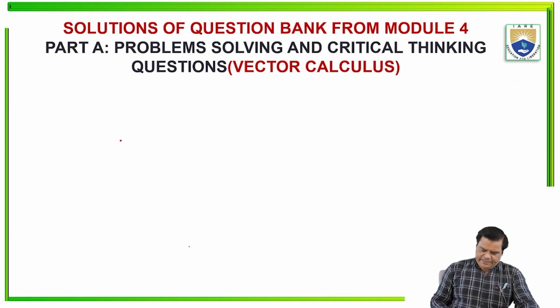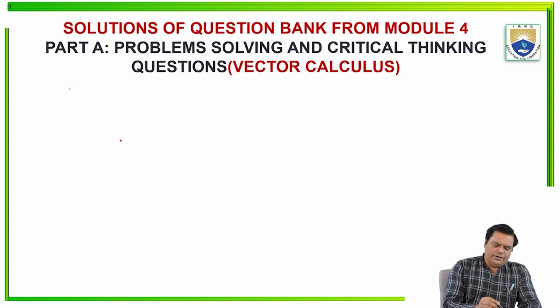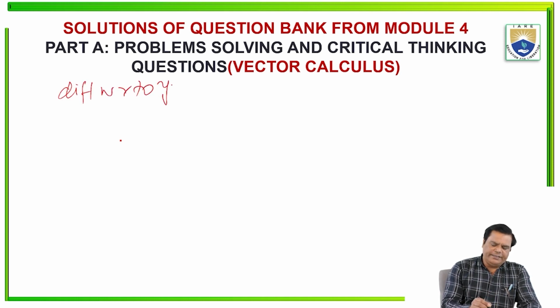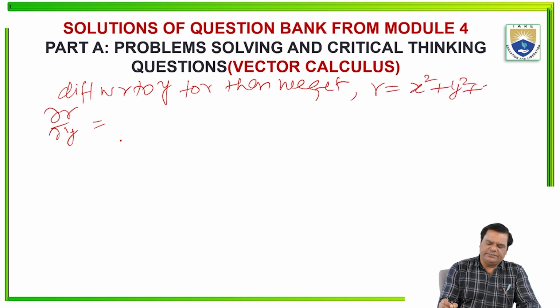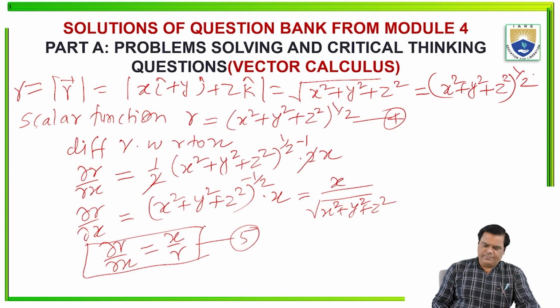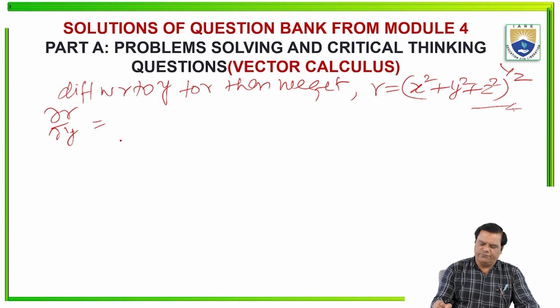Similarly, we can find, differentiating r with respect to y. Then we get ∂r/∂y, where r equals (x² + y² + z²) to the power half. This is equation number 4.